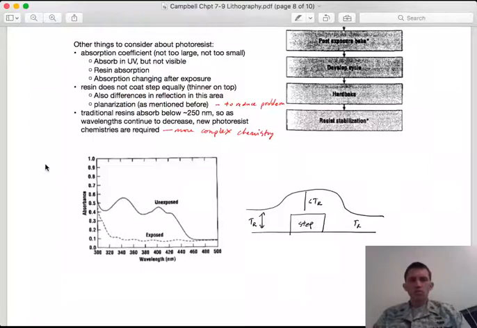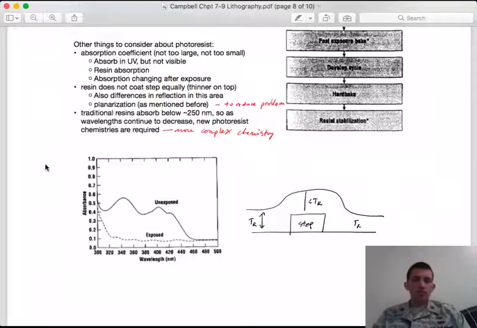You want it to also absorb in the UV, not in the visible, because this allows you to have visible lights on in your production facility without worrying about changing the nature of your photoresist, and only when you expose it to the UV do you get that change.